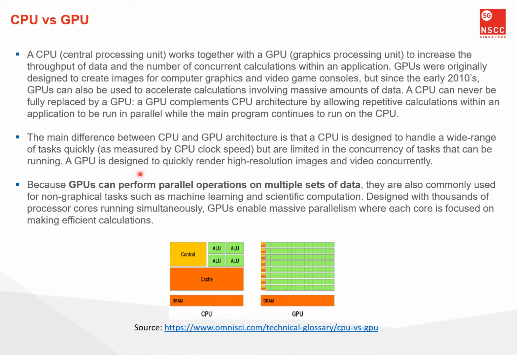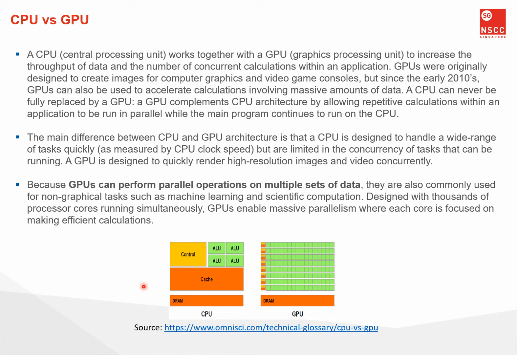And because GPUs can perform these parallel operations on multiple sets of data, they are commonly used for non-graphical tasks such as machine learning and scientific computations as well. Designed with thousands of parallel simple cores to run simultaneously, GPUs enable massive parallelism where each core is focused on making efficient calculations, and these calculations are repeated very often. So the task that the GPU core can do is much simpler than what the CPU is designed for, but the GPU is able to do a lot of these simple tasks in parallel.